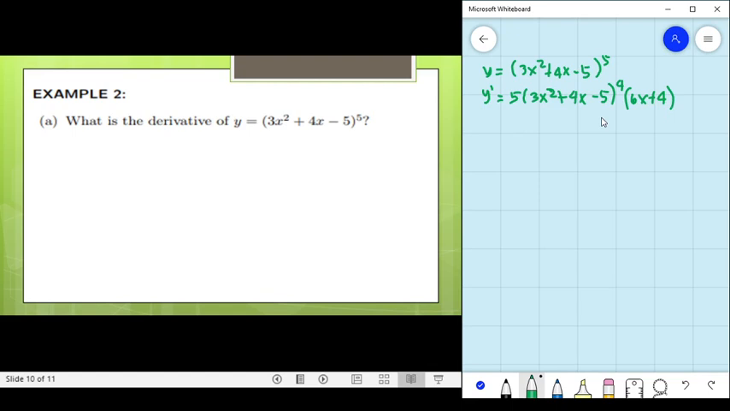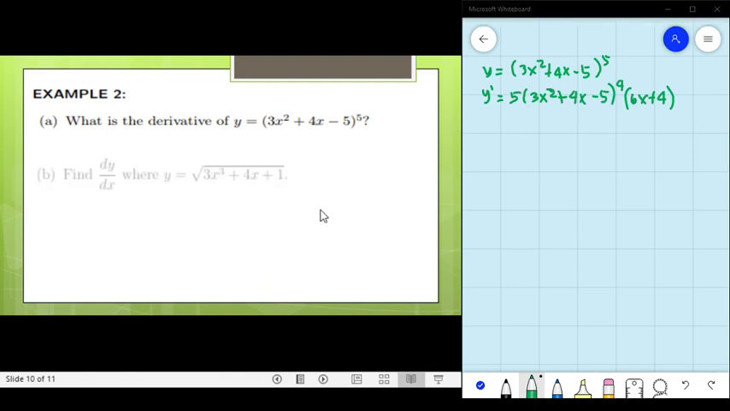Okay? Since it is not necessary to simplify, there's no need for us to simplify this one. This is already the final answer, 5 times this one and times this one. So that is the answer for letter A. But if we can still simplify, then we simplify it.